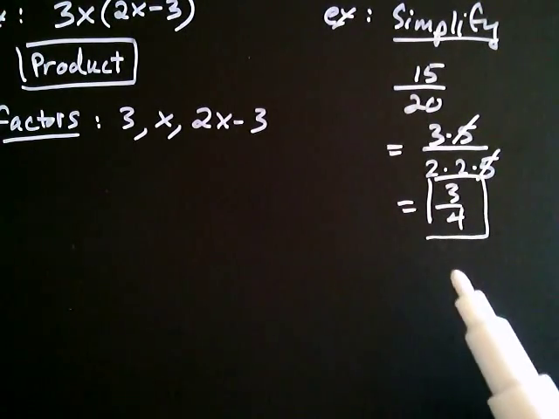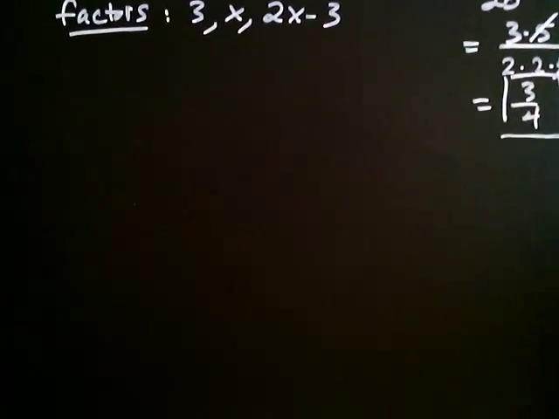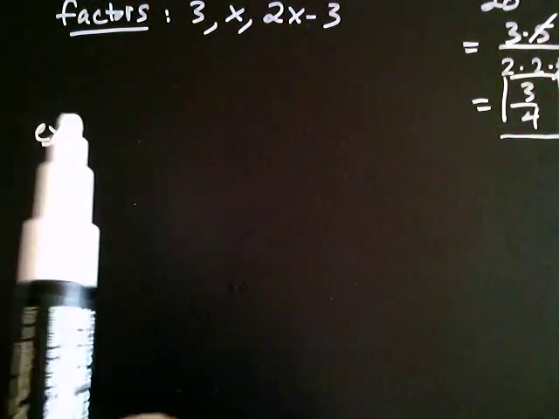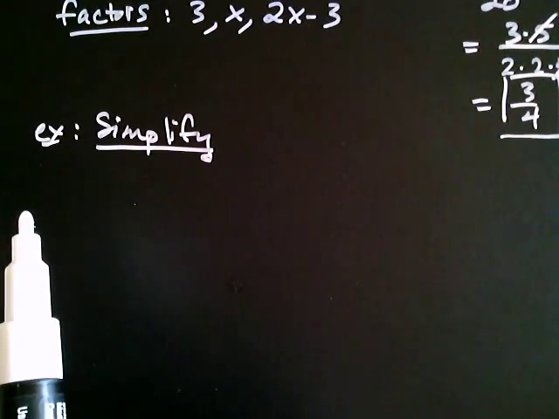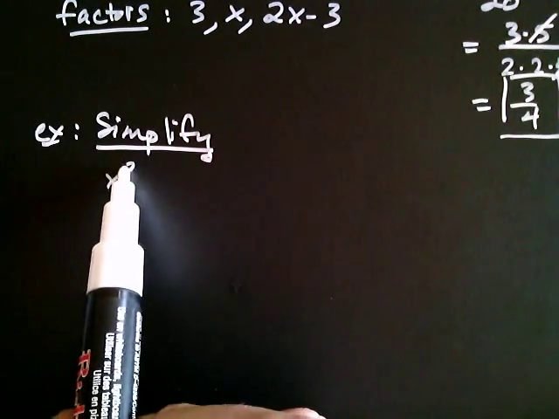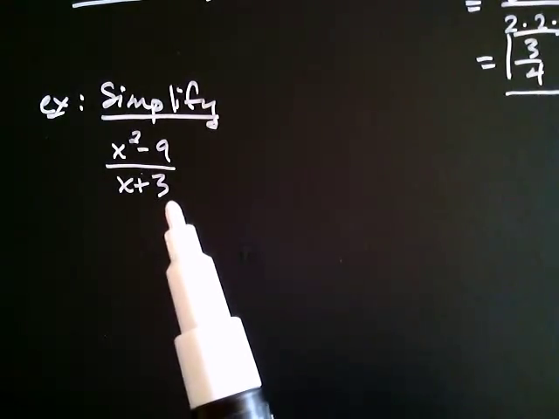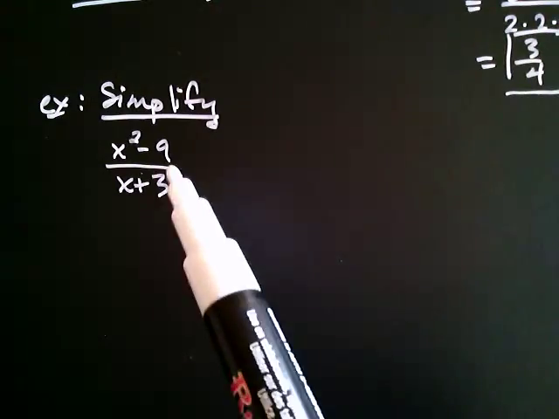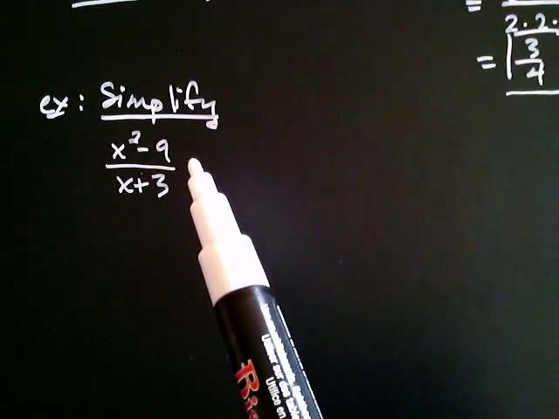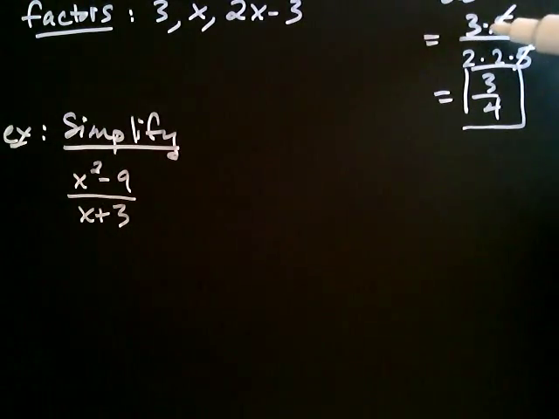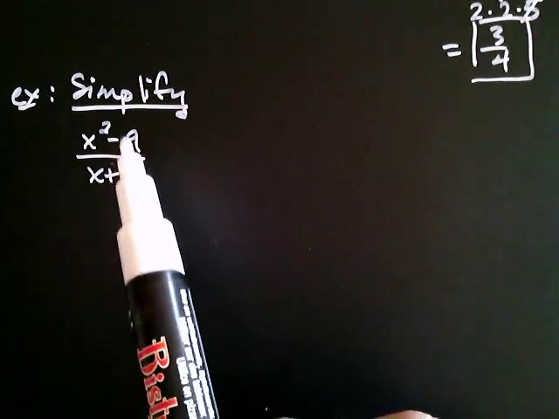And what made everything work is the fact that we were able to write the 15 and the 20 as products. The same logic is going to apply a little later on when we go to simplify something like x squared minus 9 over x plus 3. The first thing to notice is that we can't do any cancellation right away. Why? Because the denominator is a sum, and the numerator is a difference. And you can only cancel when you have multiplication. So in this case, we're not yet ready to cancel because I don't have multiplication.